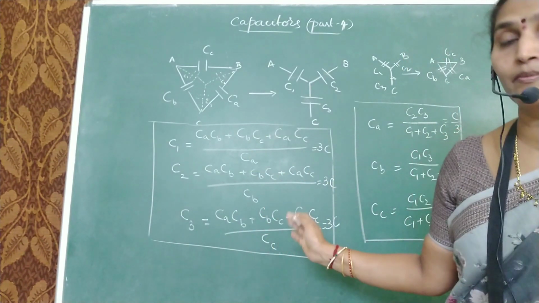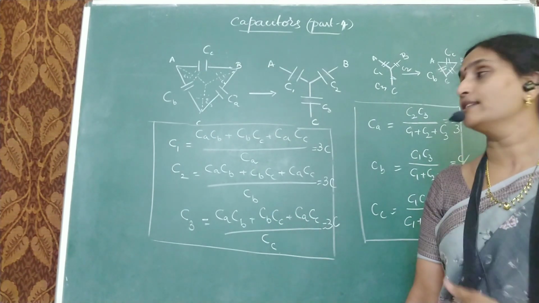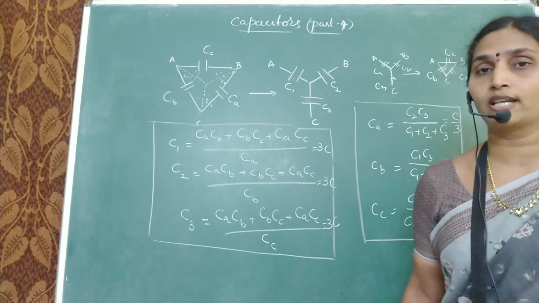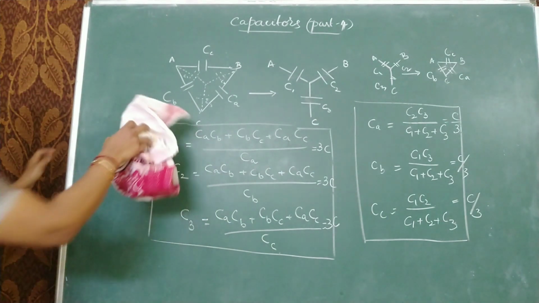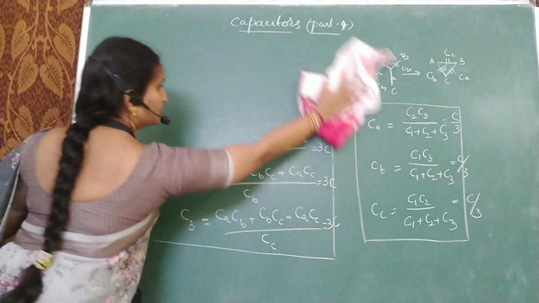Okay, though I am asking you to remember, if at all you want to know why these relations are being used, okay, so I'll give the equation, simplification you can try and solve. Okay, so look at the derivation part. Okay, how to convert one network to another.